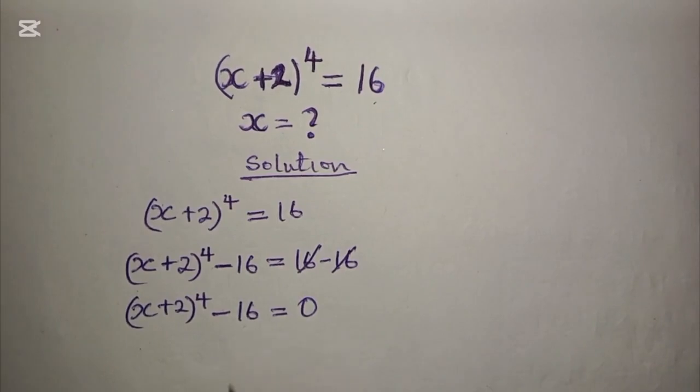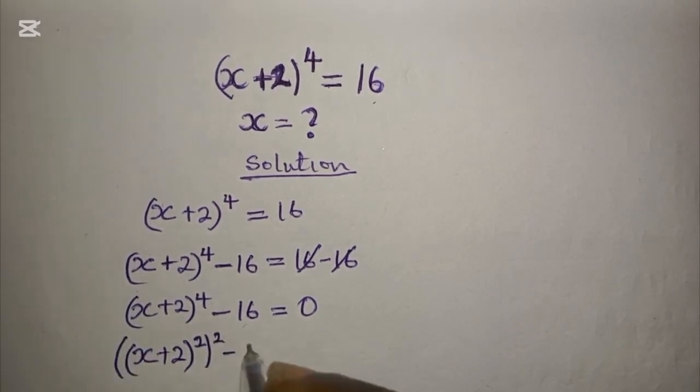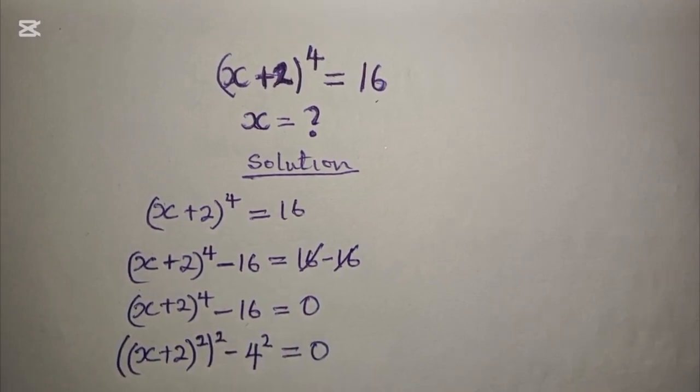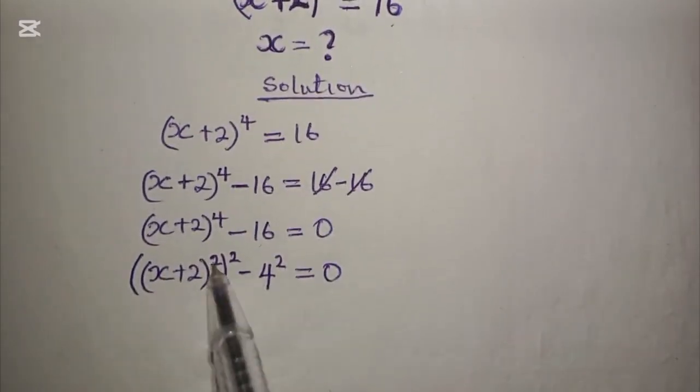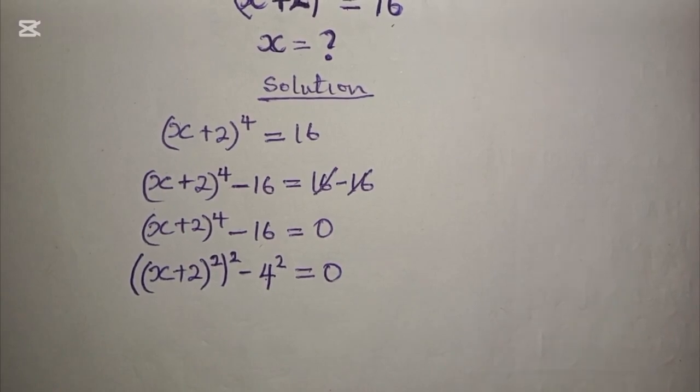So here I can have (x + 2)^2, also raised to power of 2, then minus 4^2, which is equal to 0. Because 2 raised to power of 2 gives us 4, then 4 raised to power of 2 will give us 16. If you look at these two, we are having difference of two squares.